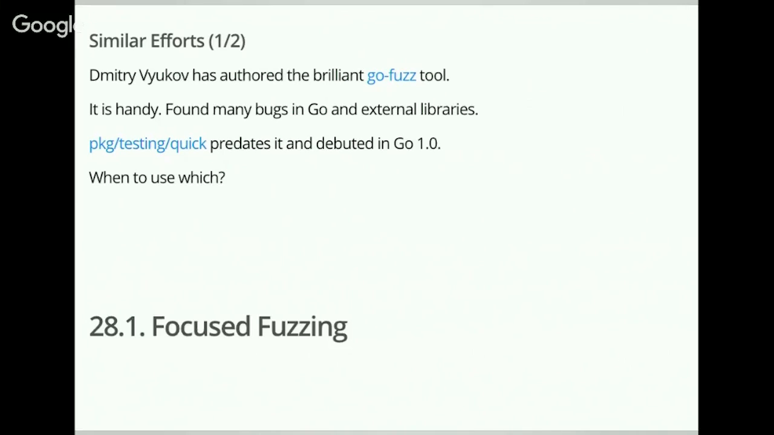Testing Quick has been around with Go since 1.0. Fuzz has been on the side. I think it's a fantastic project. It's found plenty of bugs in Go and other projects. The question is, do you care for a lightweight or heavier weight solution? Up to you. So that's just another alternative.